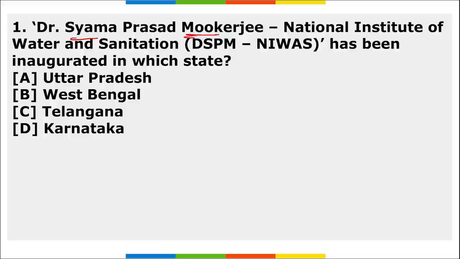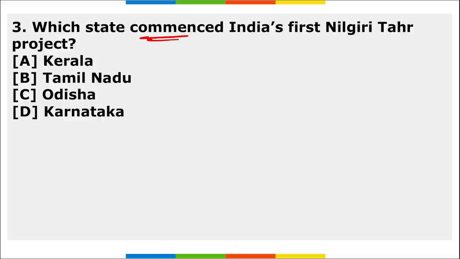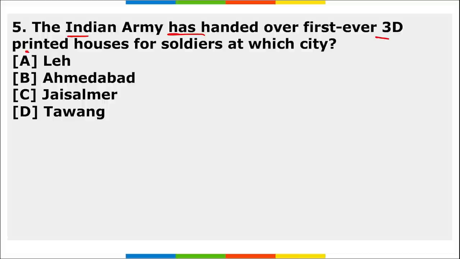Now it's time for your homework. First, Dr. Shyama Prasad Mukherjee National Institute of Water and Sanitation has been inaugurated in which state? Second, the Election Commission of India has developed a prototype of a remote electronic voting machine for which category of people? Third, which state commenced India's first Nilgiri Tahr project? Fourth, the Indian Army has handed over the first ever 3D printed house for soldiers at which city?